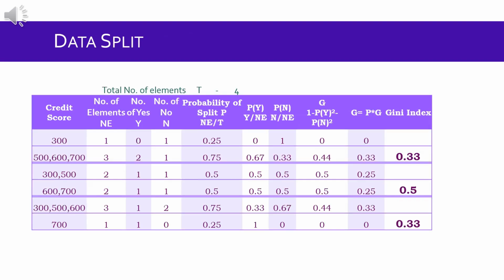Gini index of credit score is calculated for all the three splits as in the case of attribute income. Gini index of first and third split are 0.33 and that of second split is 0.5. Let us recall the Gini index value of income attribute for first and third split are 0.33 and for the second split is 0.5. As Gini index 0.33 is the least value, we can choose any one split with Gini index 0.33 as the best attribute value for the split.